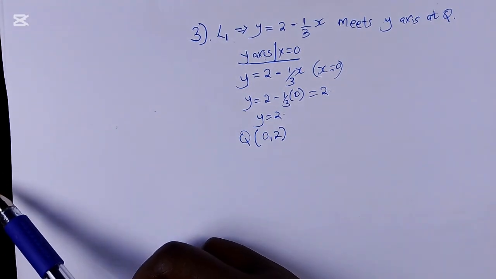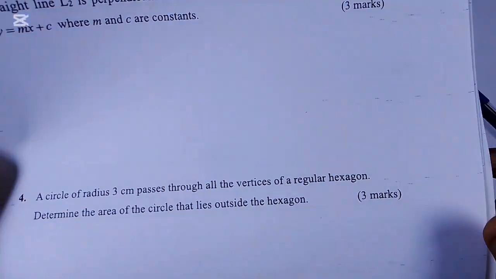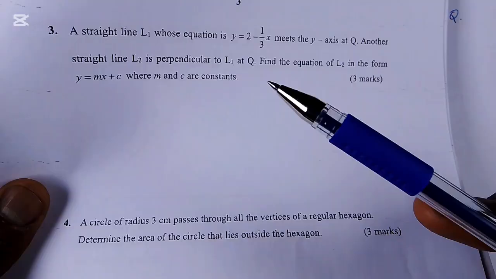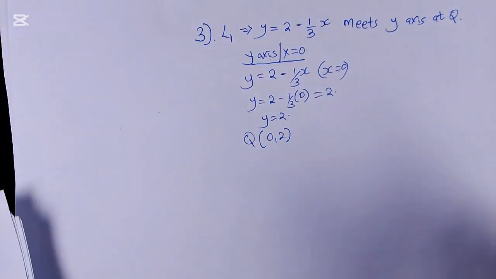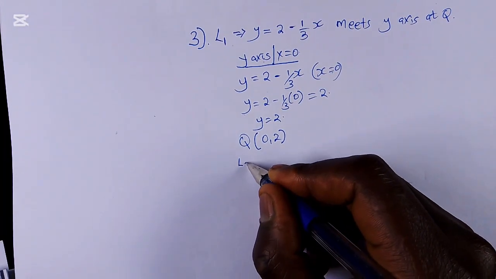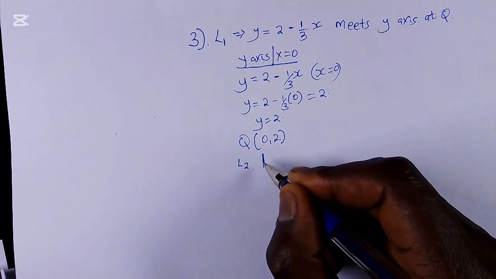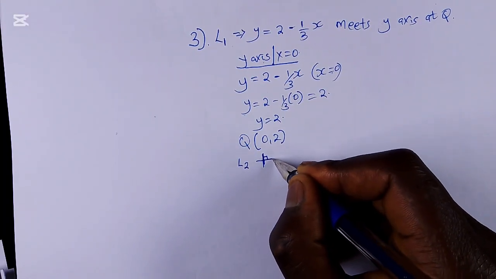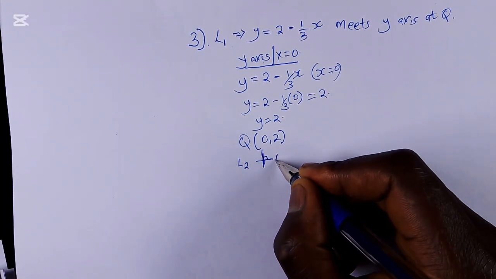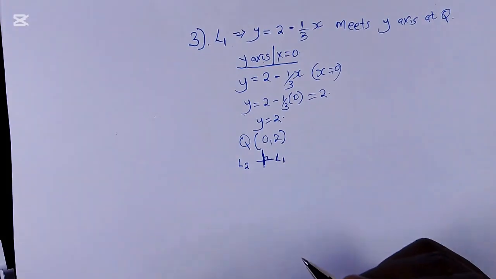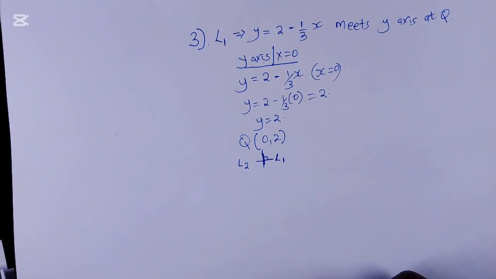Then our question reads, another straight line 2 is perpendicular to line 1 at Q. So another line 2 is perpendicular. When we talk of perpendicular lines, we mean that both lines intersect each other at right angle.